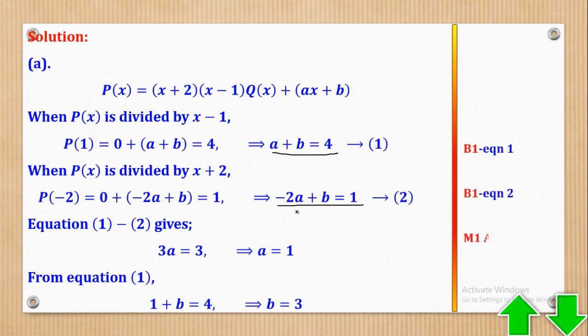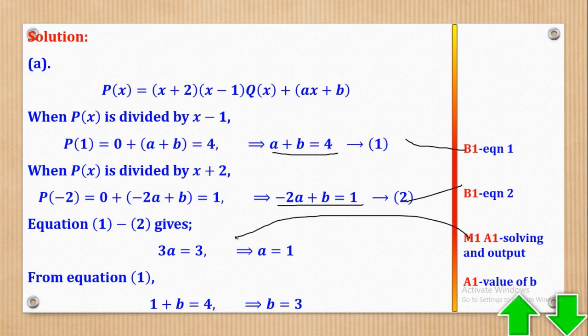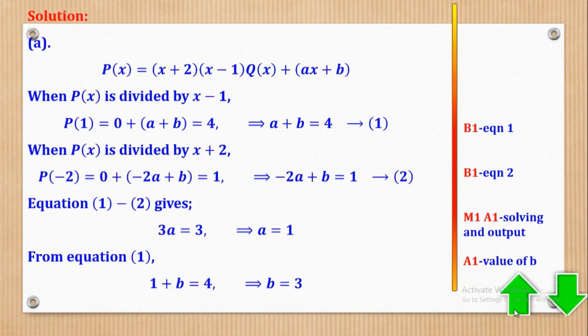So basically that's what they wanted. Now B1 for equation 1, B1 for equation 2, M1 for this solving subtraction, and A1 for the output value of a, and A1 for the value of b. So now we shall go to part B.